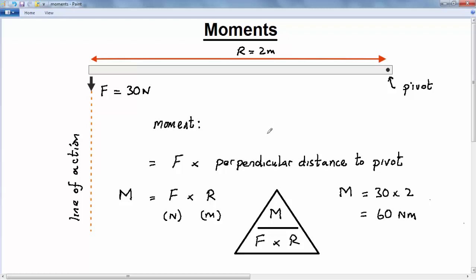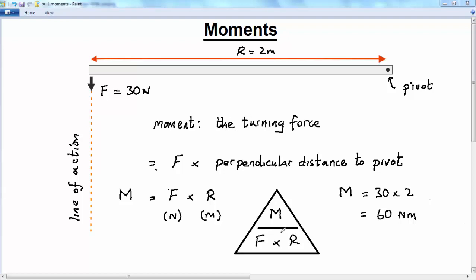Just before we finish, I wanted to point out that the expression moment, or the moment of a force, is also known as the turning force. So we can talk about a turning force. So you can ask, what is the turning force produced by a force of 30 newtons acting at a distance of 2 meters from the pivot? So another word for the moment is the turning force.